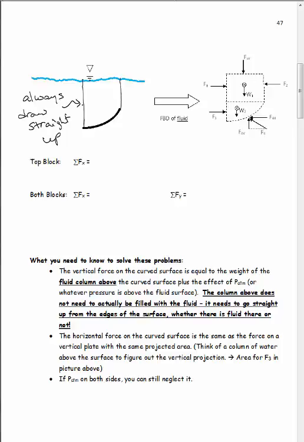the fluid above the surface. Okay, so in order to come up with the equations that we need to solve this, what we're going to do is divide this into parts, and for our curved surface problems, we're going to solve the vertical component of the force separately from the horizontal component of the force. Okay, and we're going to be able to figure out what these equations are by just doing a free body diagram on that fluid that we just drew, fluid above the surface.